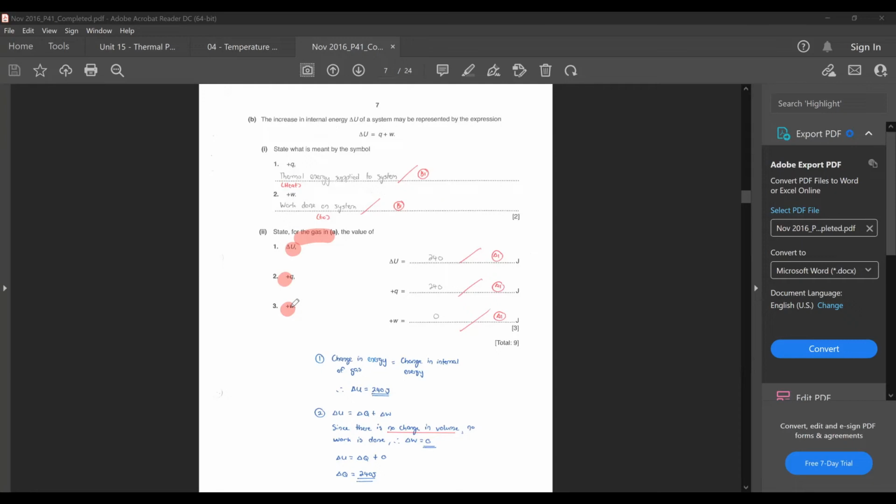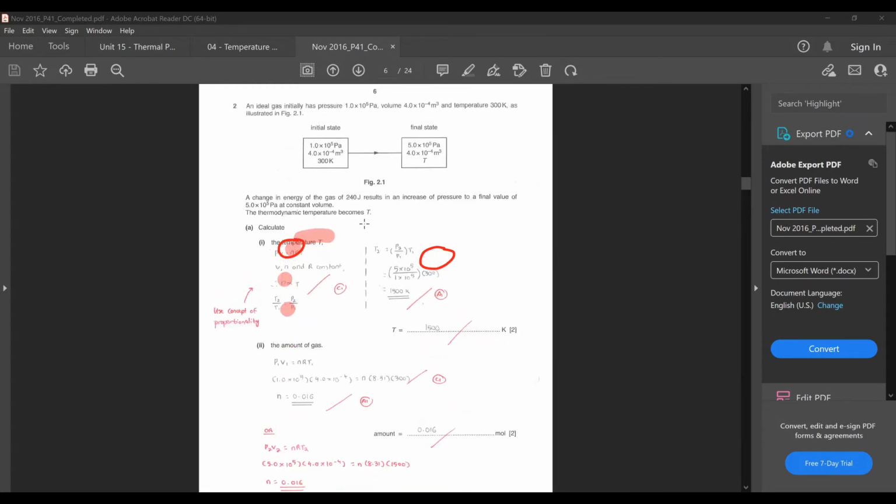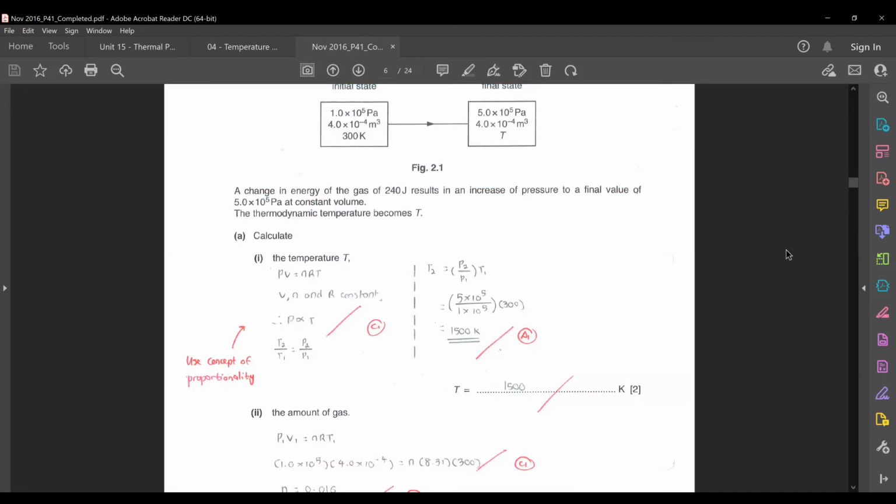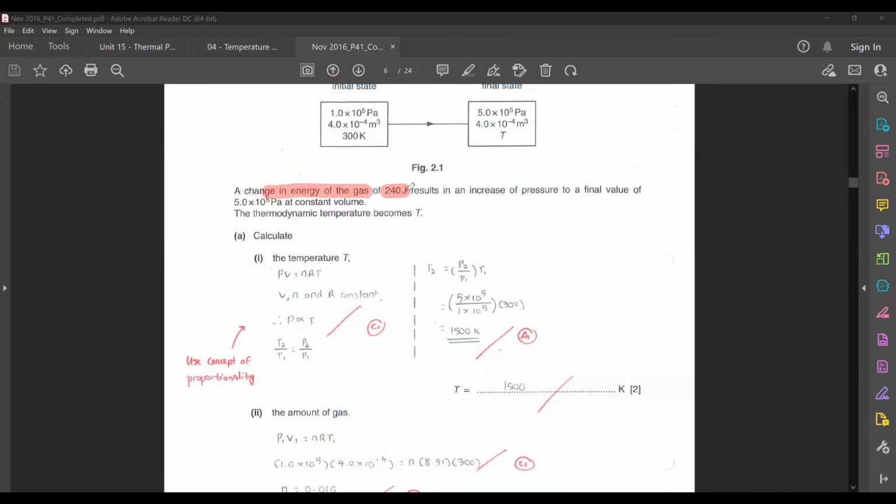Okay, so from here, you can actually do something like this. Now they tell you your change in internal energy. Here, the change in internal energy is 240 joules. How do I know that? Remember this thing here, this statement in the question? They told you this thing. They told you a change in energy of the gas of 240 joules results in an increase in pressure to some value at a constant temperature.